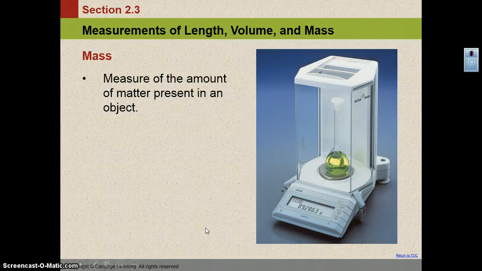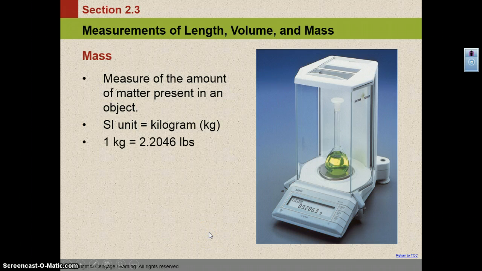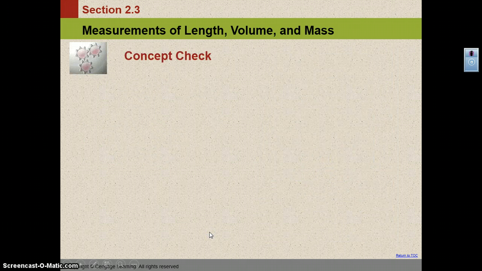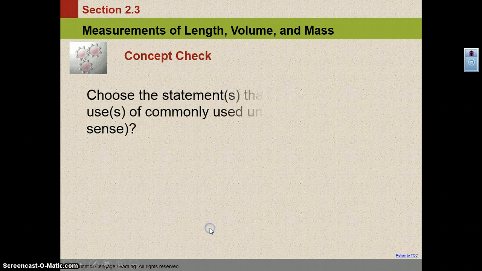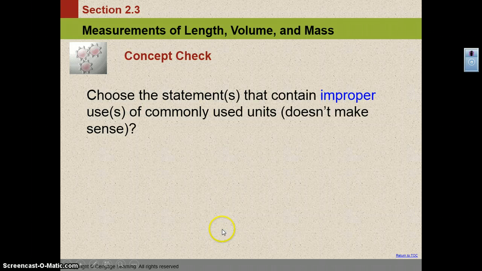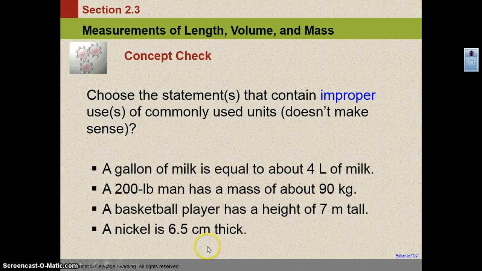For mass, the measure of the amount of matter present in an object is what mass is. Our SI unit is a kilogram. It's about 2.204 pounds. And 1 pound is about 453.6 grams. Those are just general equivalencies. So choose the statement that contains improper use of a commonly used unit. Which one doesn't make sense?